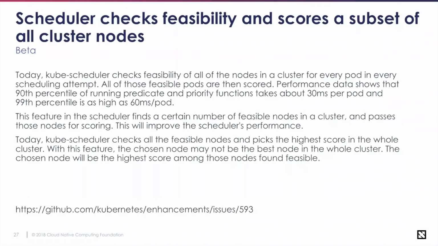But what used to happen is the Kube scheduler looks at all the available nodes in a cluster for every pod and every scheduling attempt. Then it's going to score them to determine the placement. Now, even though it may have the highest score, it may not be the best node to use. So this new feature is going to find feasible nodes in a cluster first, and then it's going to pass those in for scoring. It's going to bypass ones that are beyond the threshold of needing to be scored.